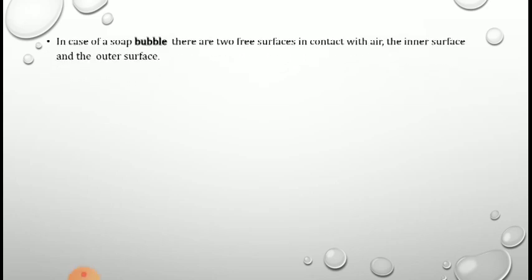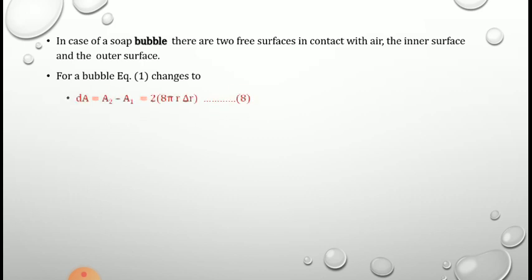Now if we consider, instead of a drop, a soap bubble: in case of a soap bubble, there are two free surfaces in contact with air, the inner surface and the outer surface. Therefore, for a bubble, equation 1 changes to dA is equal to A2 minus A1 is equal to 2 multiplied by 8 pi r into delta r. Since there are two surfaces, inner and outer, we multiplied it by 2.